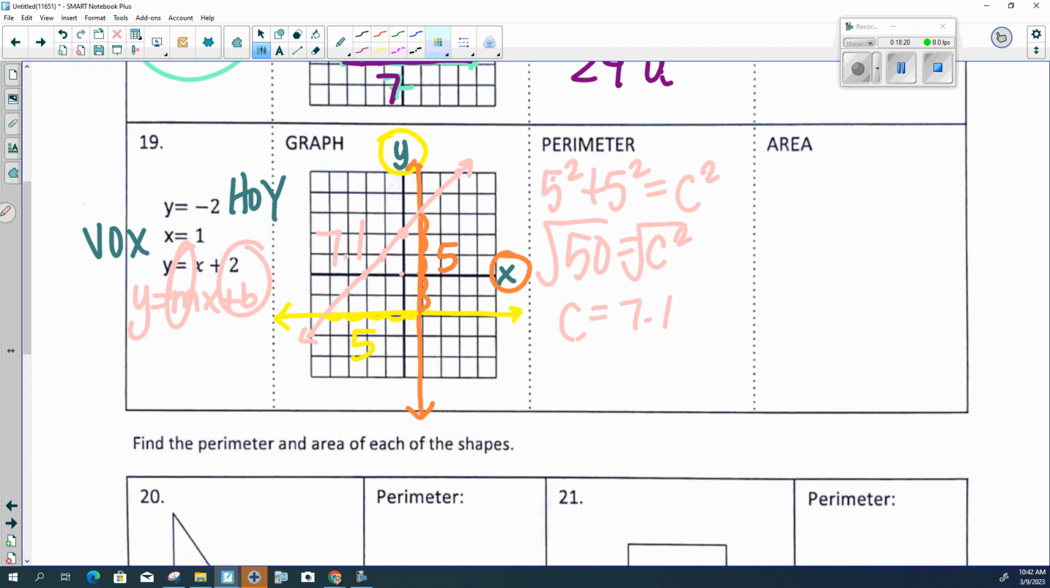Okay, now to find the perimeter. It's 5. I don't know why I'm having fun changing colors every 5 seconds. I would never do this in class. Okay, 5 plus 5 plus 7.1.